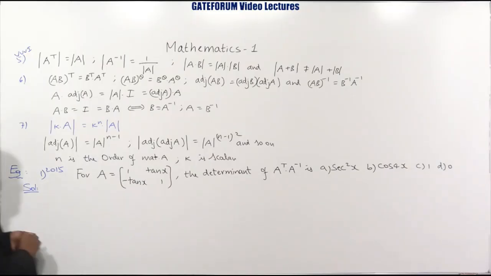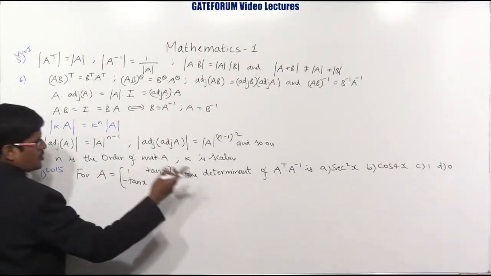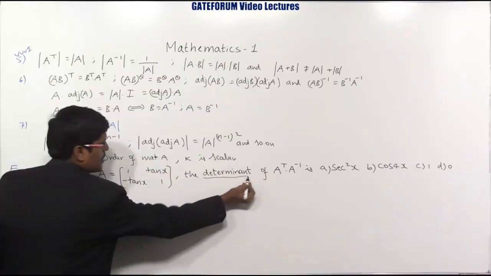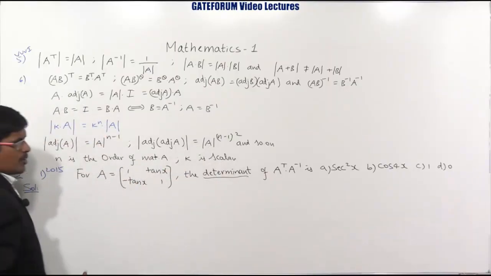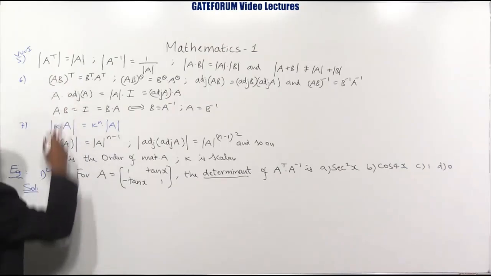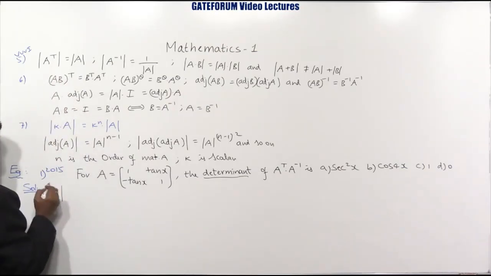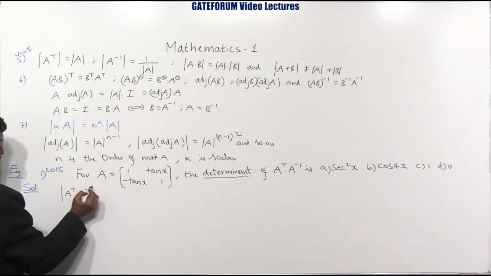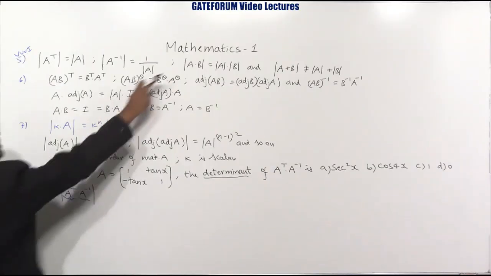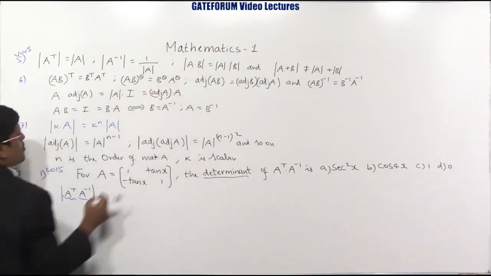Solution. So you can find the transpose, you know A inverse, and matrix multiplication, and finally they are asking for the determinant. Everything is a 2 by 2 matrix, so that is the first method. Or use the above properties or results. The question is finally the determinant of A transpose into A inverse, which looks like this is one matrix, this is another matrix. Refer first to this one, the fifth property.